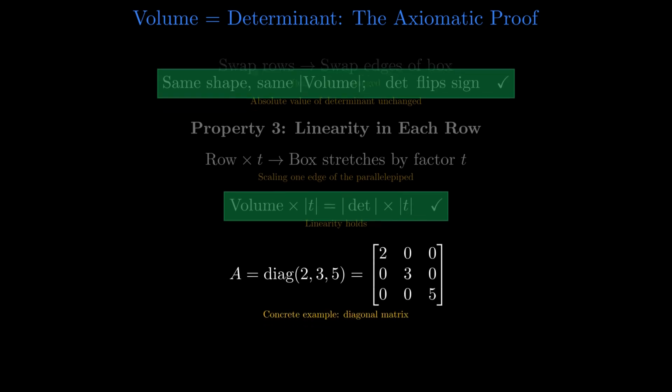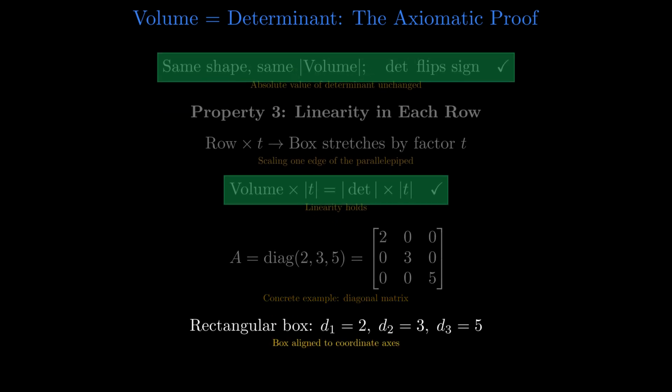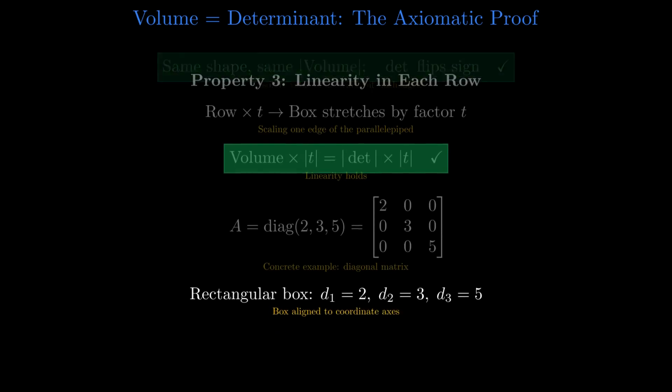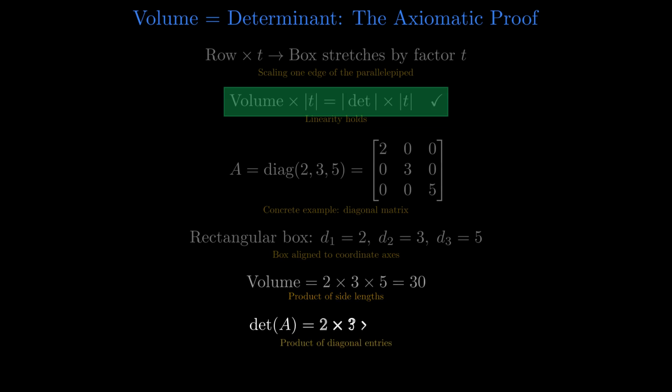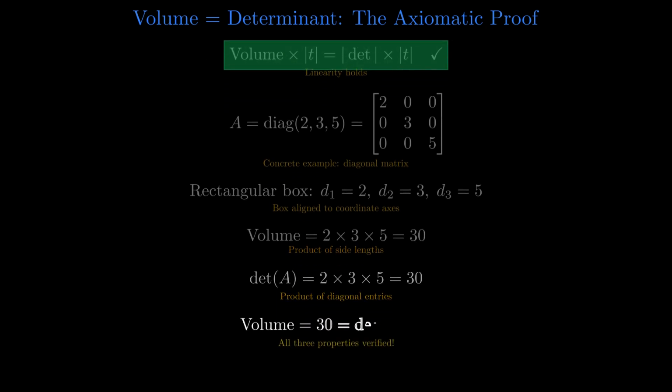For a concrete example, take the diagonal matrix with entries 2, 3, and 5. The box is a rectangular block aligned with the coordinate axes with side lengths 2, 3, and 5. Volume equals 2 times 3 times 5, which is 30. The determinant of that diagonal matrix is also 2 times 3 times 5, which equals 30. Every property checks out perfectly.